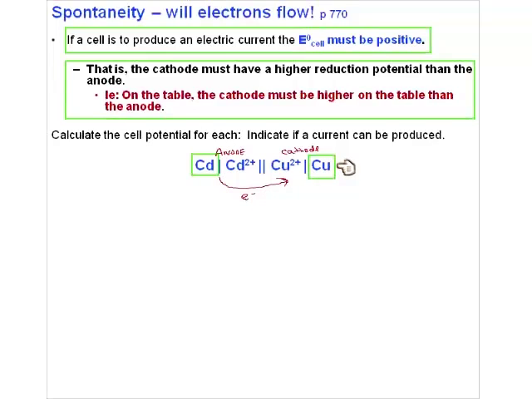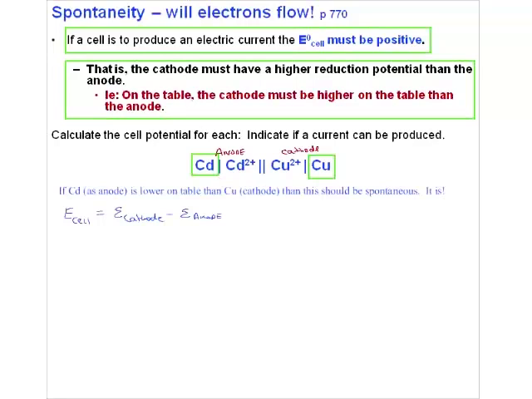Can we prove this? The answer to that is absolutely. We can prove this by calculating E cell. And if we write E cell here, we should be able to calculate this to be a positive value. So when we put the values in, lo and behold, we get a plus 0.74. That's what we predicted.